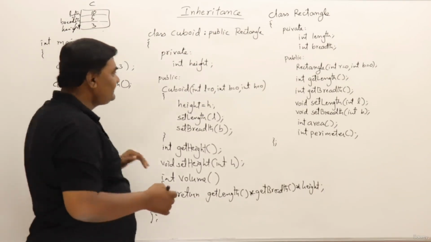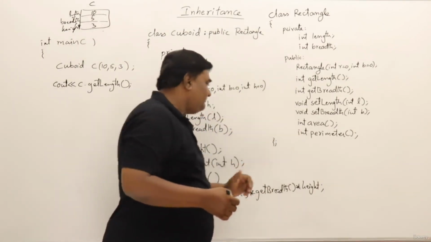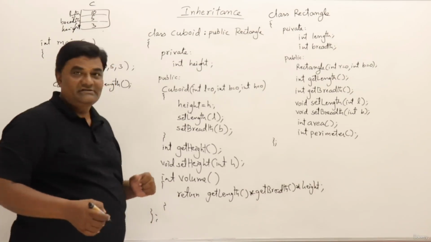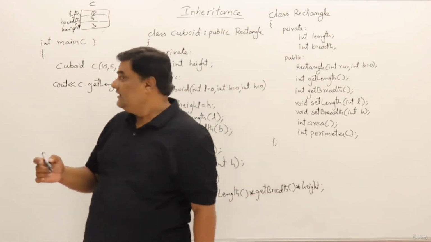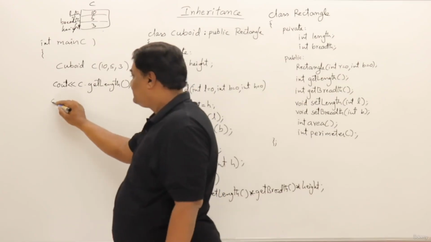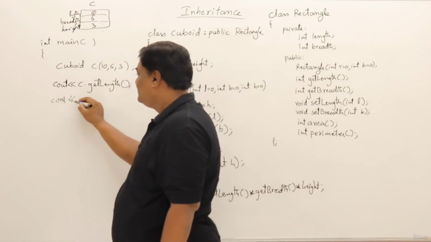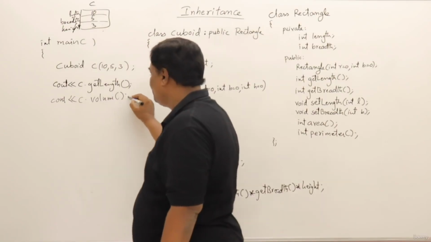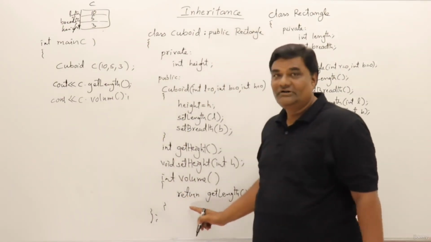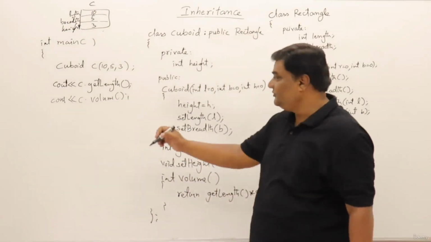And what about the functions? All these functions plus these functions. Everything is available there in that cuboid class. Now, can I call more methods? Can I say cout c dot volume? Yes. Which function will be called now? This function will be called. Volume function will be called and it will display volume.